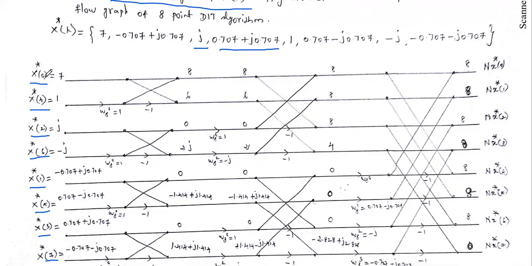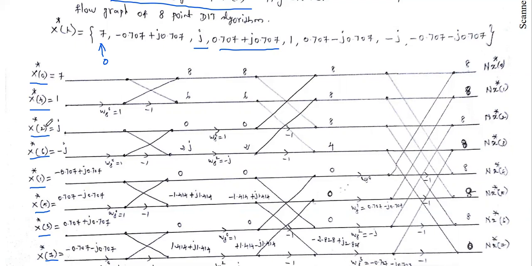So here, what is X complex conjugate of 0? This is the first, this is the 0 index value. Okay, this is 7. And what is X complex conjugate of 4? So this is index 0, this is index 1, this is 2, 3 and 4. So this is the fourth value. So X complex conjugate of 4 is 1.